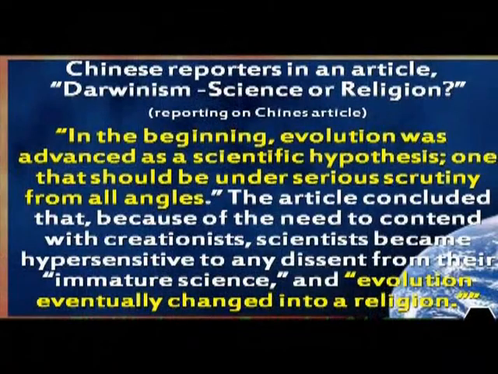The article concluded that because of the need to contend with creationists, evolutionists in America and in Europe realized there's two options: evolution or an intelligent designer. The Chinese scientists say the Western scientists became hypersensitive to any dissent from their immature science. That's how creation science is viewed by Western scientists. Immature. Why? Because we see design in the universe, and we see a designer behind it all.